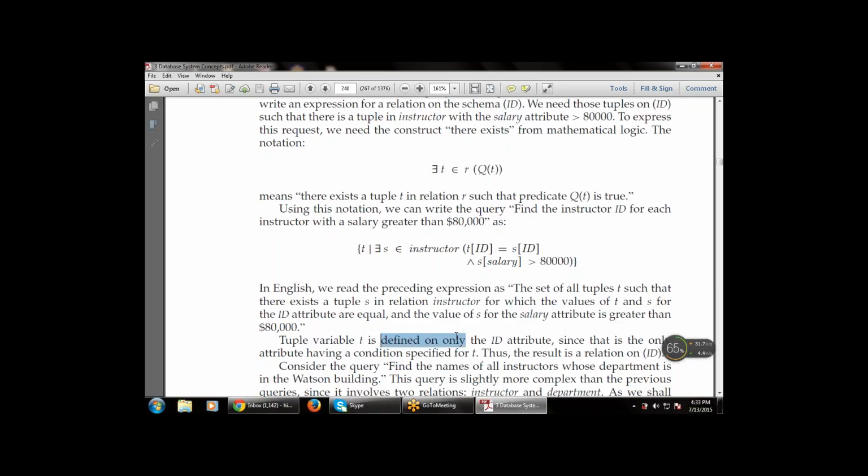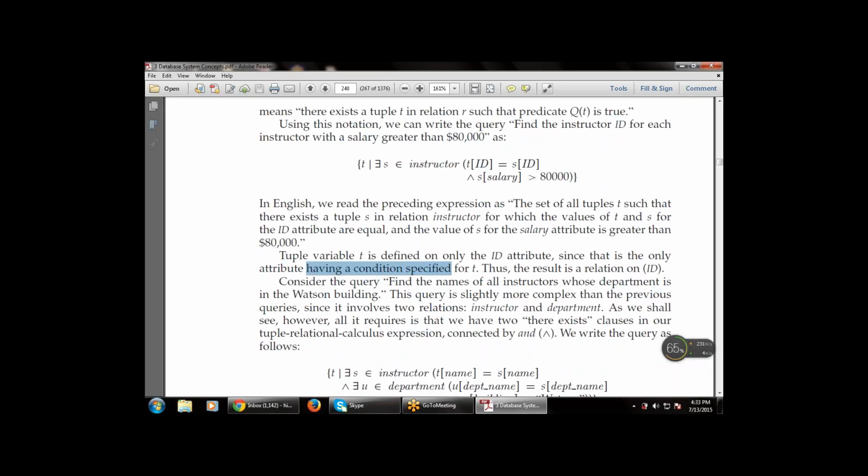The tuple variable t is defined on only the ID attribute, since it is the only attribute having a condition specified for it. Therefore the result is a relation on the ID. Now consider the next query.